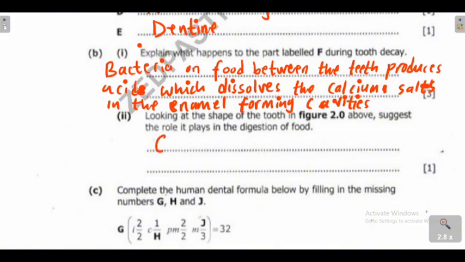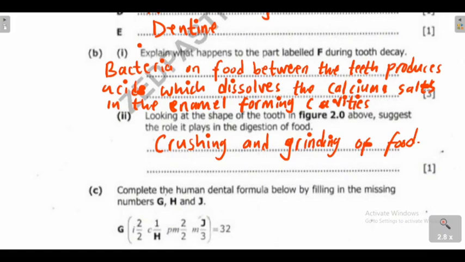We are saying the role of the premolar in the digestion of food is just for crushing and grinding of food. So we have answered our question B, Roman numeral 2. We now move on to question C. Let us now answer question C.